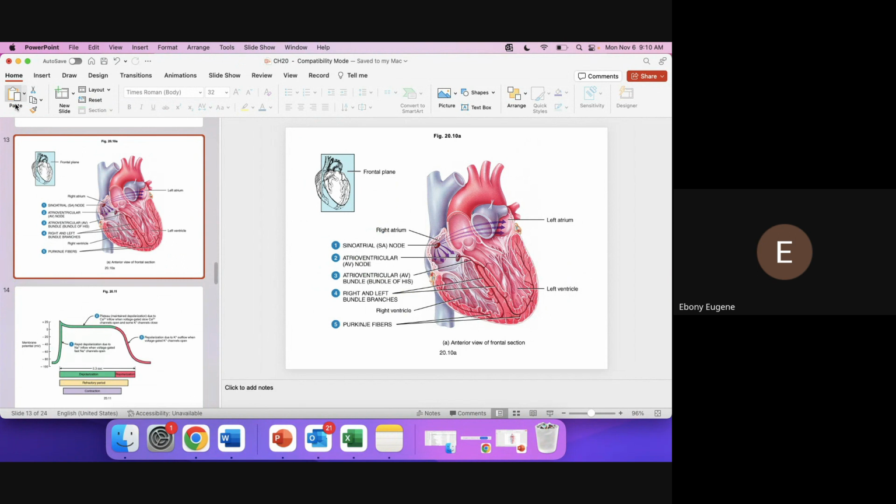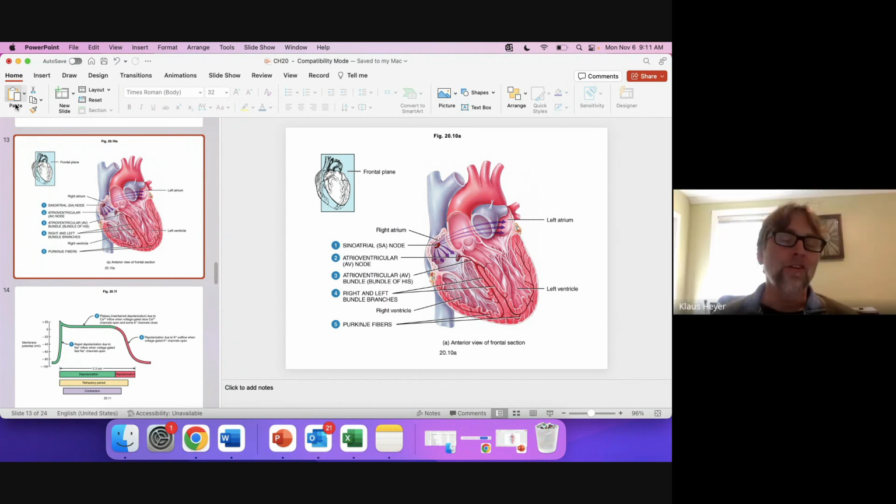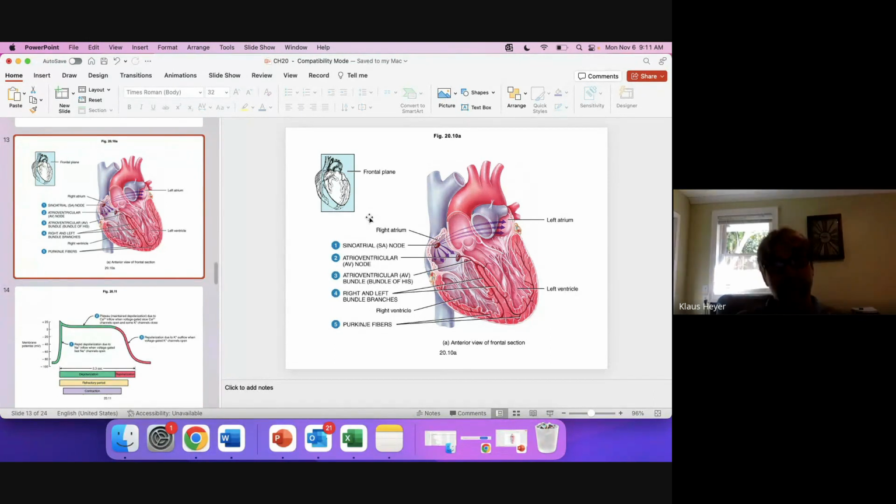Does it matter if you want us to write out sinoatrial or SA node is fine? You could put SA node, but in your head, you should know what it means. I mean, atrial, that word's pretty easy. Yeah, you could write it out. I mean, you can abbreviate it.